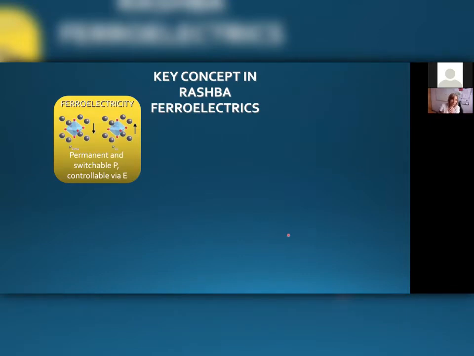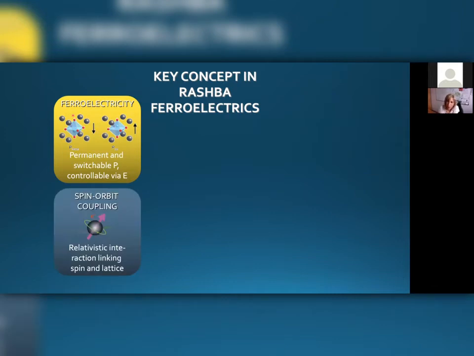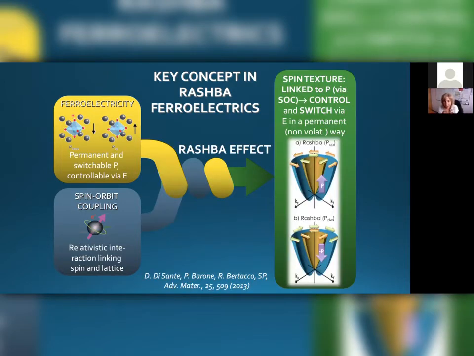A ferroelectric material is a material that shows a permanent and switchable polarization below a certain Curie temperature, that can be switched in a permanent and non-volatile way. So if I couple ferroelectricity with a material that has at the same time a large spin orbit coupling, then I can have a Rashba effect.